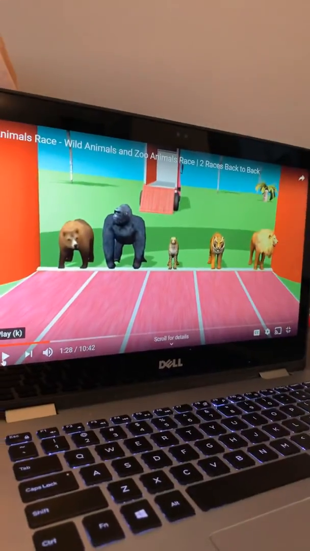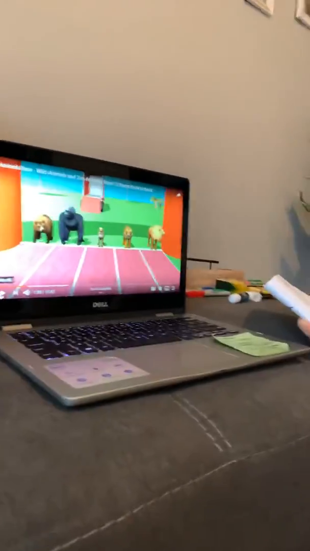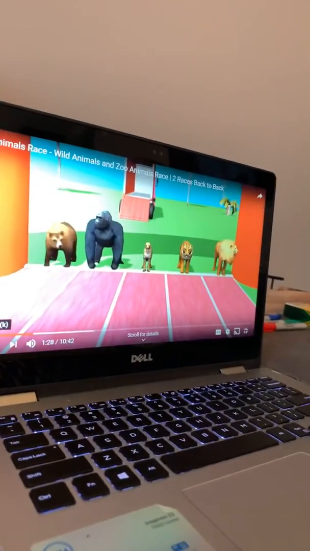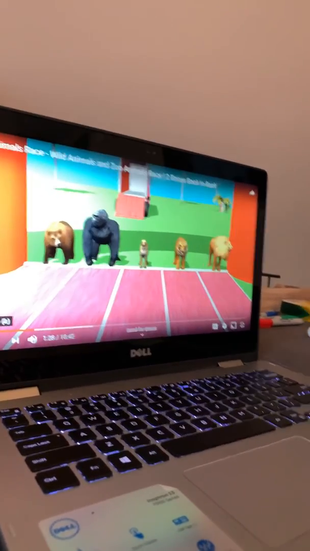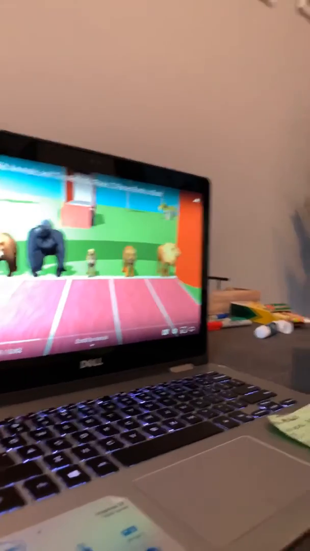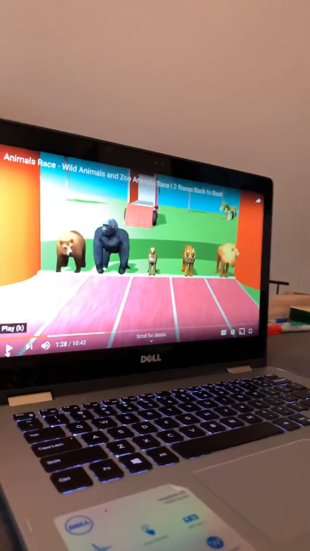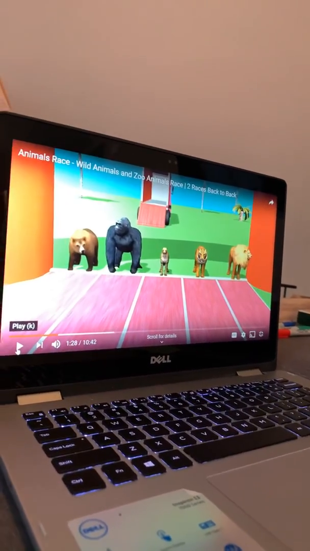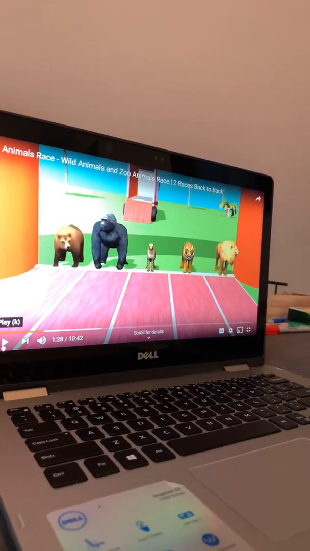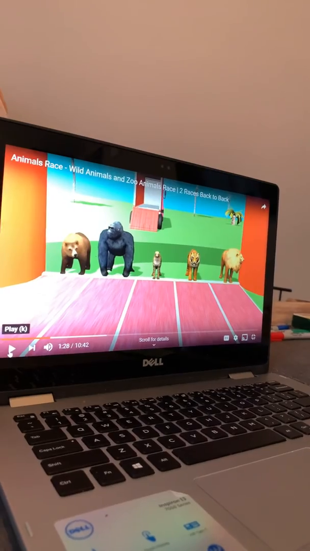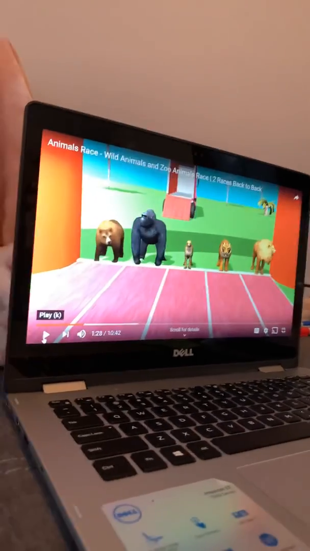I would think the cheetah will win the race. Okay, cheetah. And why do you think that? Because cheetahs are very fast. Okay. So what does the cheetah look like? Cheetah is one of the smaller cats, and they have spots. He has spots. How many legs does he have? 4 legs. He has 4 legs.